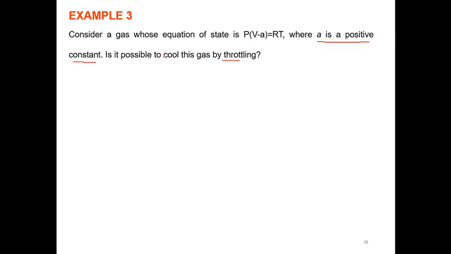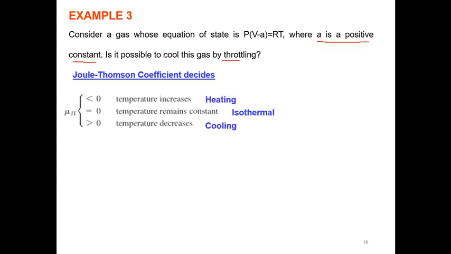So what's the criteria for producing cooling, for producing heating, or for the isothermal process? The Joule-Thomson coefficient will decide whether the throttling process will produce cooling, heating, or the temperature will remain constant. If the value of the Joule-Thomson coefficient is negative, then the temperature increases as a result of throttling, which is heating. If the value comes out to be zero, then that's an isothermal process. If the value is positive, then cooling will be produced for that gas, right?